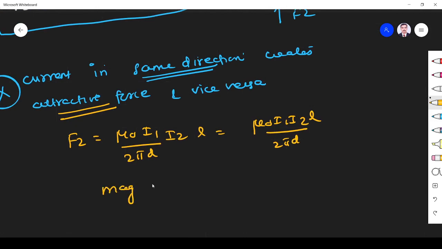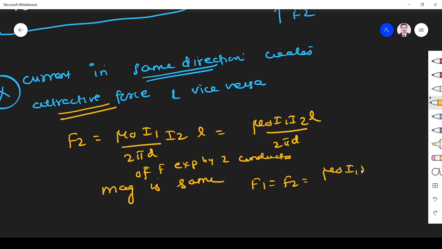So the magnitude of force experienced by the two conductors is the same, that is F1 is equal to F2 is equal to mu naught I1 I2 by 2 pi d into L. The magnitude is the same, but the direction is opposite, which is nothing but our attractive force. If current flows in the opposite direction, it will be different: it will be a repulsive force.